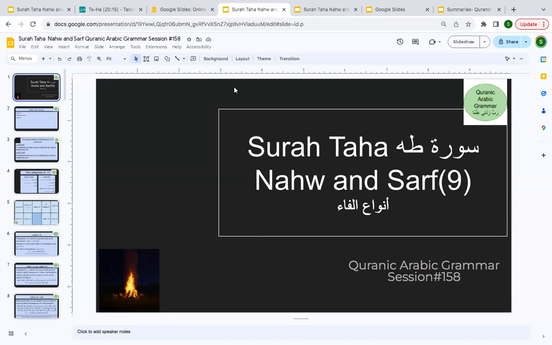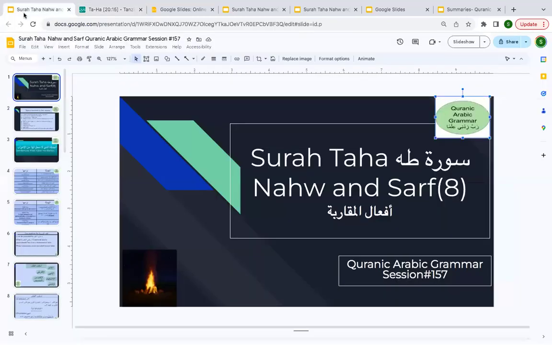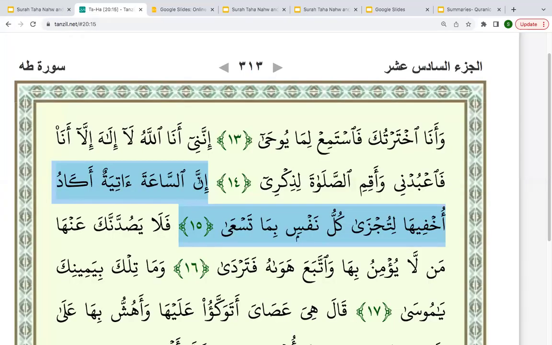So here we are with our session number 158 for Quranic Arabic grammar and session number 9 for Surah Taha. And inshallah, we are going to start with a quick recap of the verses that we have done in our last session. And inshallah, we'll go over a few things that we did not cover in our last session.